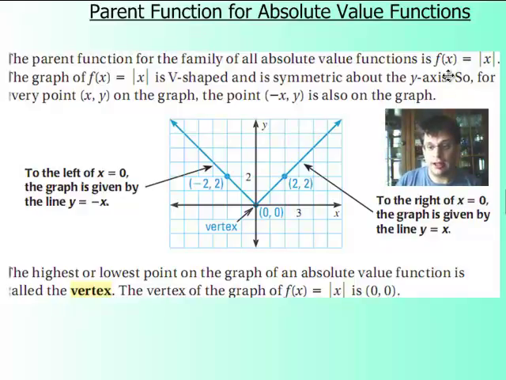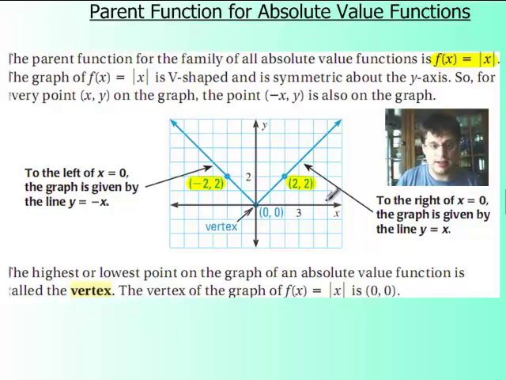So recall that the absolute value parent function is f of x equals the absolute value of x. And this is going to create a V shape, and we can attribute that V shape to the property of absolute value that makes negative numbers positive. So for instance, we have a point here to the right of, let's say, 2, 2. And I'm going to have another point mirrored on the left side, reflected over the y-axis, of negative 2, 2.